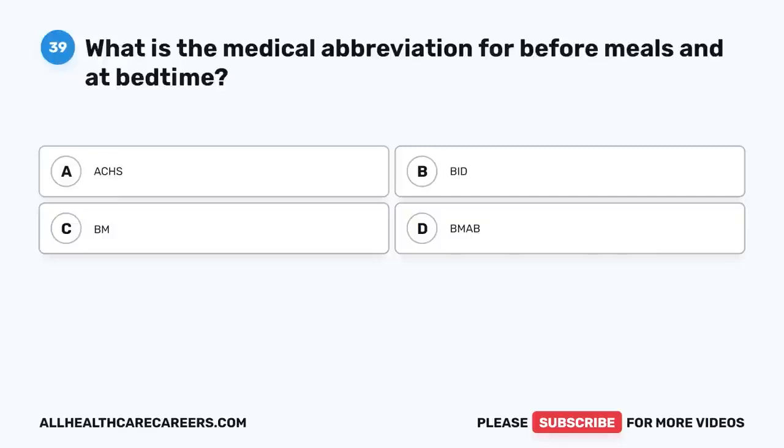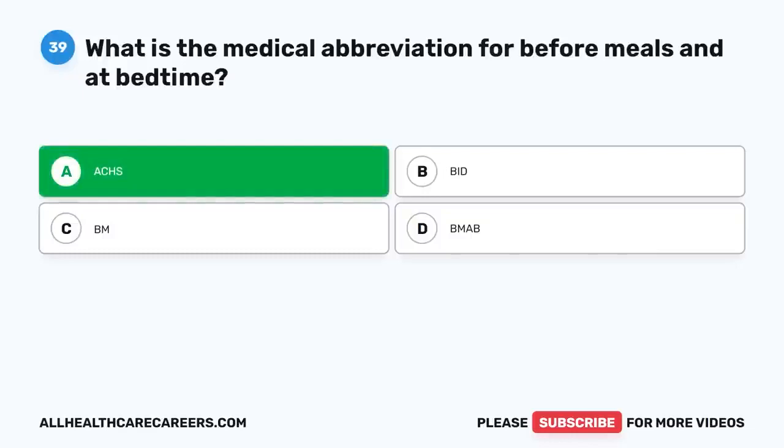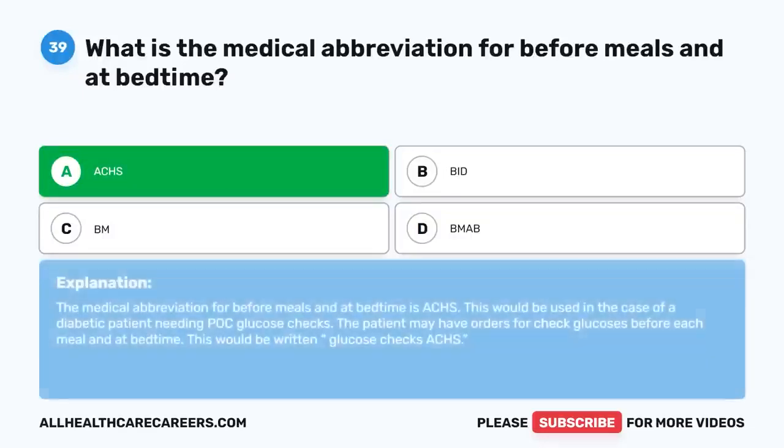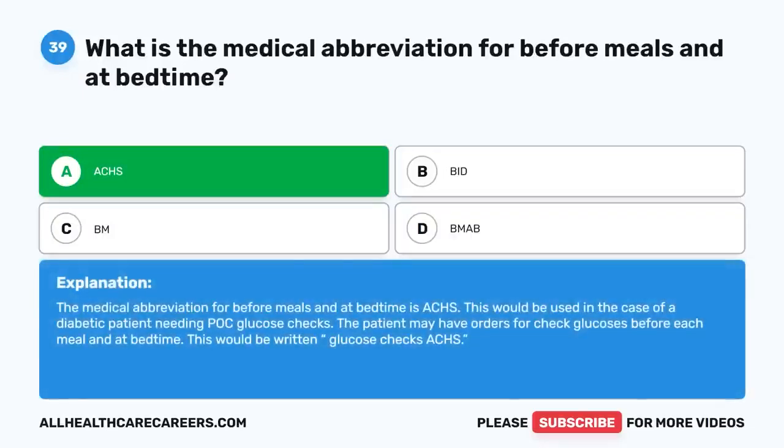The correct answer is A. ACHS. The medical abbreviation for before meals and at bedtime is ACHS. This would be used in the case of a diabetic patient needing POC glucose checks. The patient may have orders for checked glucoses before each meal and at bedtime. This would be written glucose checks ACHS.